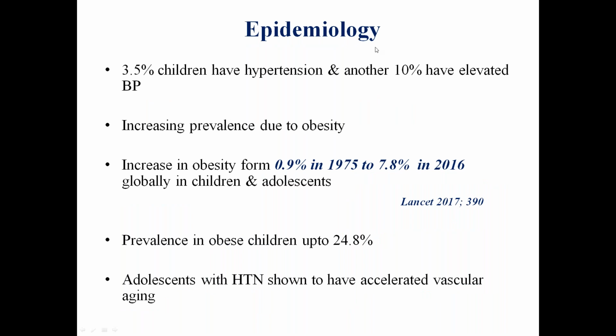Now, if you look at the epidemiology of hypertension, while almost 30% of all adults above 30 years of age are hypertensive, the incidence of hypertension in children is much lower, but still it is 3.5% in children of all ages, and another 10% have elevated blood pressure. There has been a recent trend in the last 10 or 20 years, a significant increase in the incidence of hypertension, and this appears to be primarily related to obesity. There has been an increase in the incidence of obesity from 0.9% in 1975 to almost 7.8% in 2016. And among the patients who are obese, almost 1/4 of them are also hypertensive.